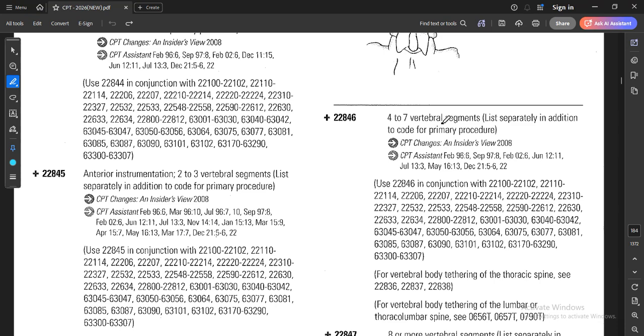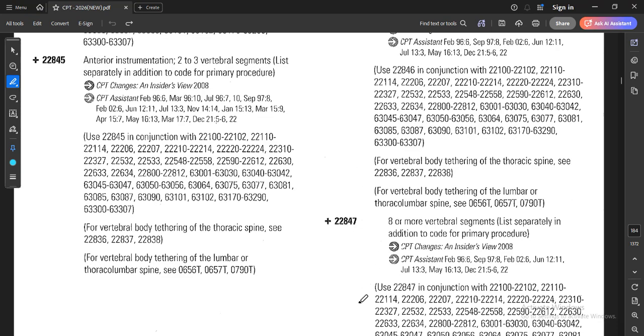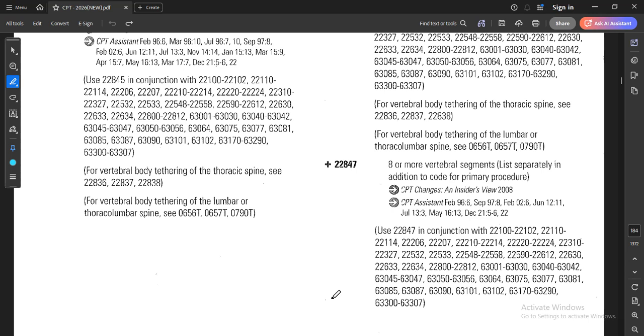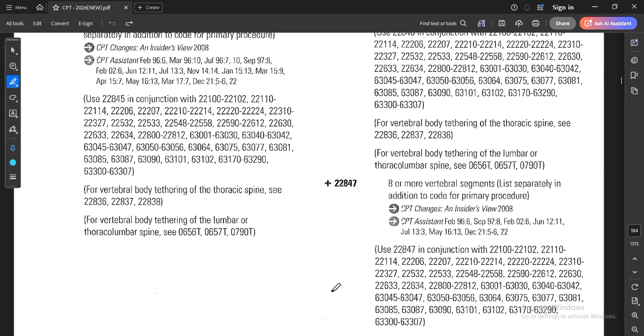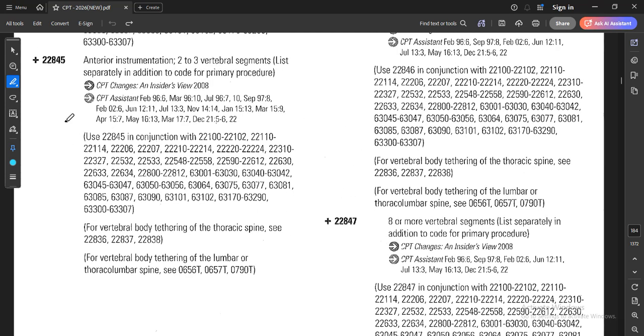Okay, here 4 to 7 vertebral segments, 22846. Next, 22847, 8 or more vertebral segments. So you don't need to worry. Whenever you want to use these add-on codes, you need to check these codes. It is very simple.